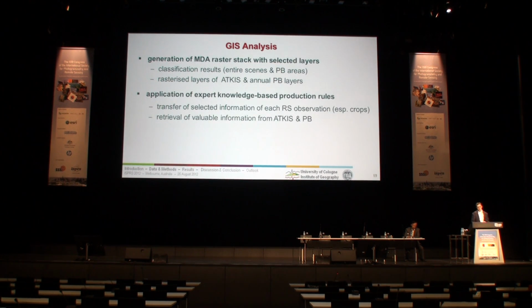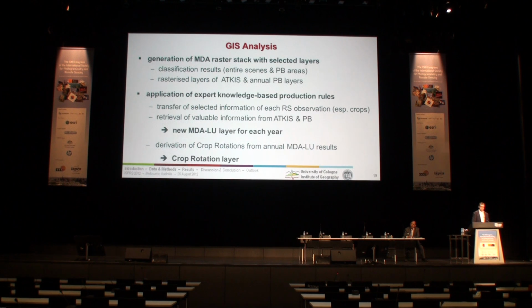And on this data set, we applied expert knowledge-based production rules. On one hand, to transfer the information of the remote sensing observations, especially the crop information or the vegetation information, and also we took the valuable information of the additional data. And then all the valuable information is combined into a new multi-data approach land use layer in this layer stack. And also by means of expert knowledge-based production rules, the crop rotation was derived within this raster layer stack.